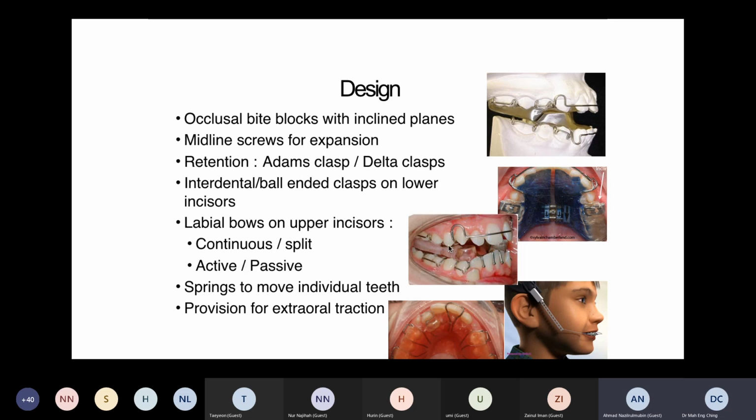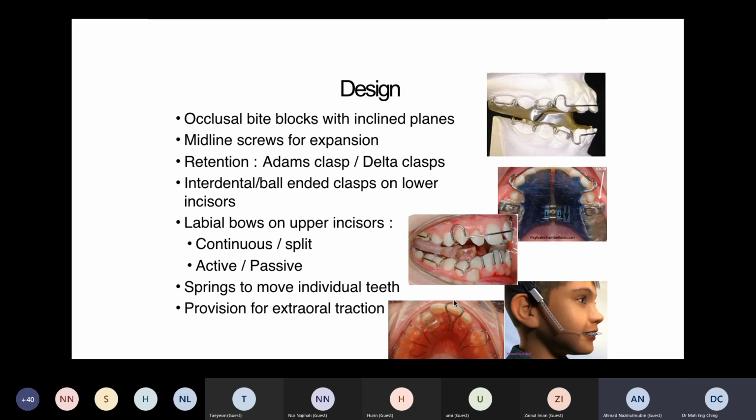So if you want active, then you just crimp these U-loops a bit closer to each other. Then you can bring the upper incisor backward and close the gap. So it can be passive or active, depending on activations. The springs move the individual teeth, and sometimes we have a Jack spring. You know how this one works, it's by pushing the teeth labially.